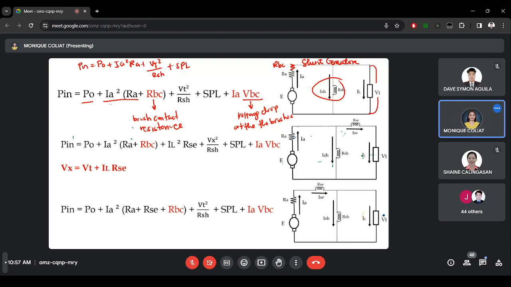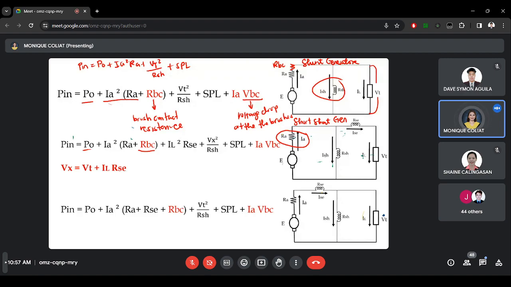How about in short shunt? Very good. So, how to get the input power here? We have PO, as the energy produced in kilowatt hour, plus IA squared RA plus RBC. As you can see, there is no other resistance here, only RA. Then you will multiply it by IA squared plus RBC if the brush contact resistance is given. If it is not, then neglect it.